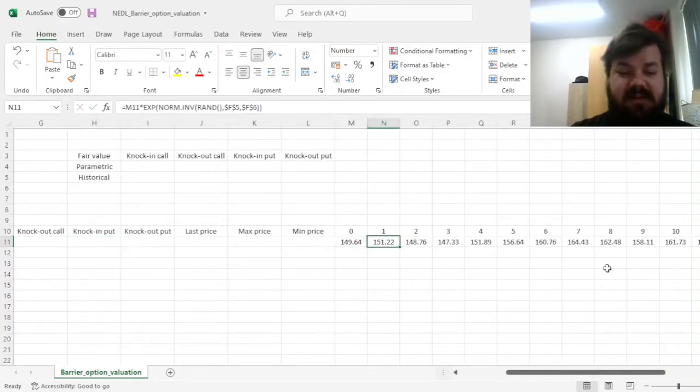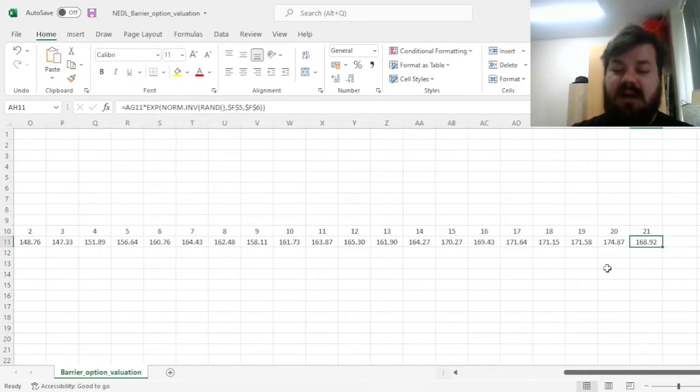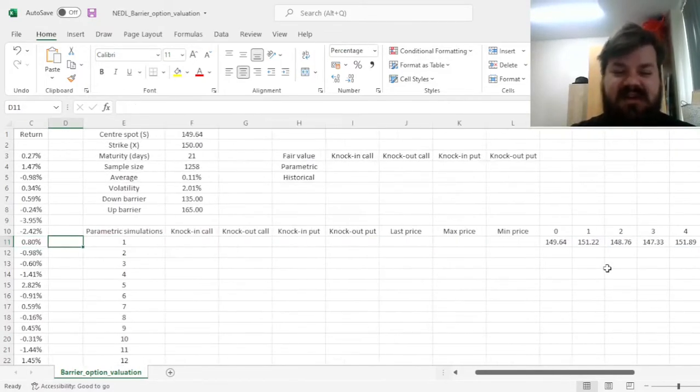So here, for example, in this simulation, the price has first dropped slightly, and then it started a rally, reaching 175 as its highest and ending up on 169, which is quite relevant for our barrier option pricing.